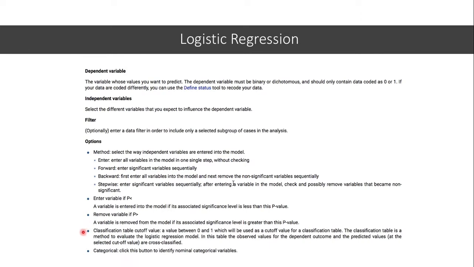And then you can go further and develop a classification table and cutoff values, and that's where ROC curves come into play. What it's doing is taking the observed values of the dependent variable and the predicted values, and they're cross-classified.